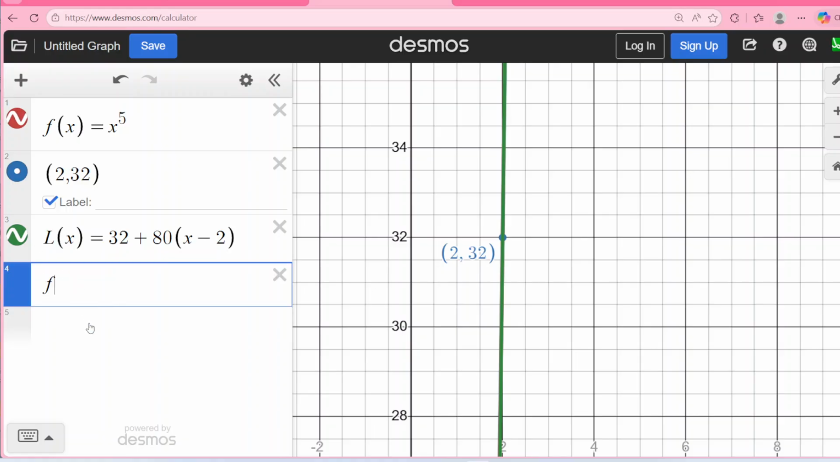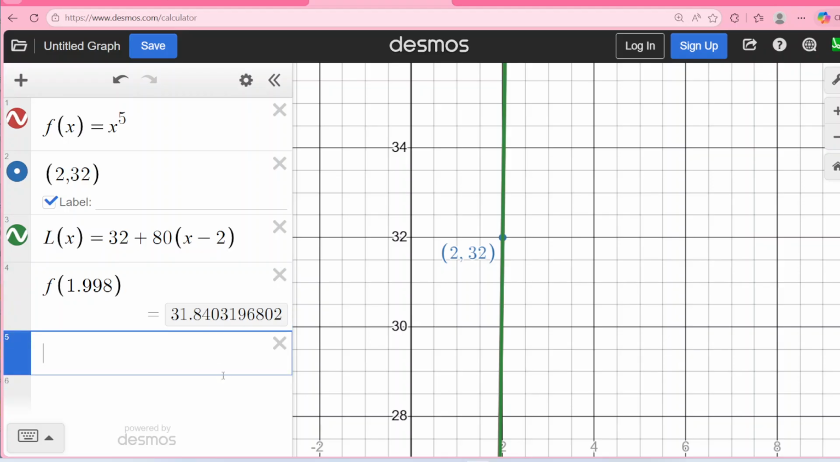So look, here's the actual value at 1.998. Okay, this is f at 1.998. So you see how the actual value, 1.998 to the fifth power is 31.8403196802. It's all those decimal places. But if we were asked to do that by hand, that would have taken quite a bit. I'd do 1.998 times itself 5 times.